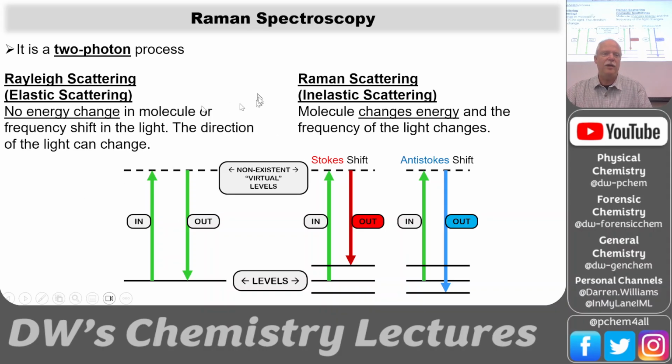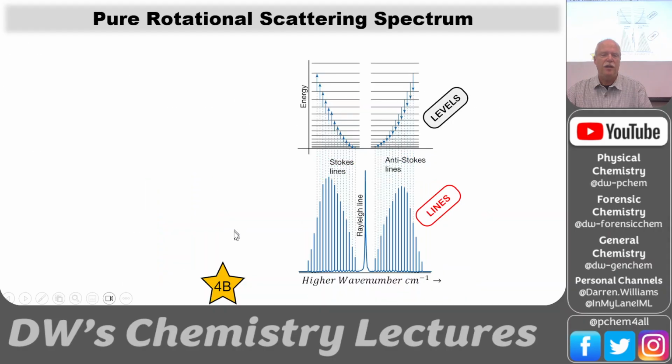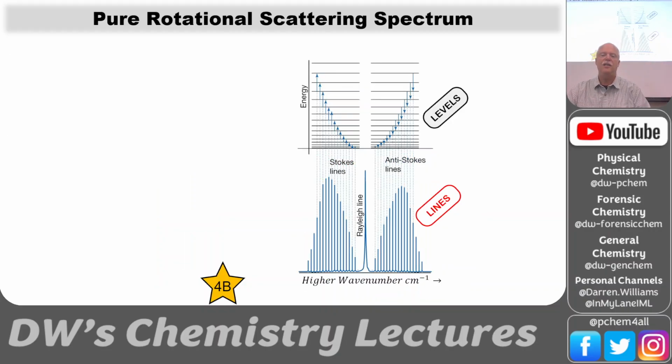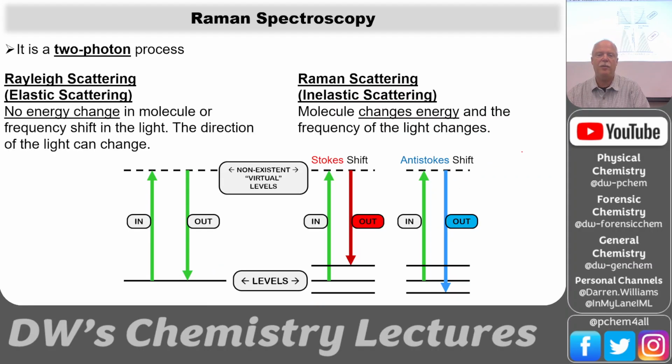Now we talked about Raman being a 2-photon process. When we do pure rotational Raman scattering, this is what we see. So we see the Rayleigh and the Raman, Stokes and anti-Stokes shifts. Now these rotational energy levels are really close together, so at room temperature we have a lot of excited rotational states. So we see both the Stokes and anti-Stokes shifts. So this is the Rayleigh line. That's the laser that you're hitting it with, and that's the Rayleigh scattering. And then we have these red shifted Stokes lines, and we have the blue shifted anti-Stokes lines.